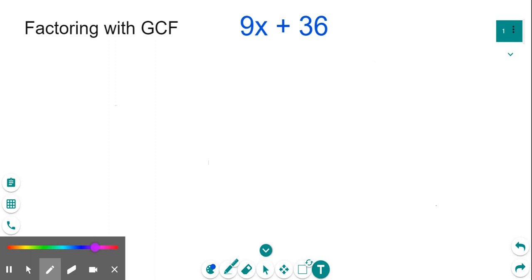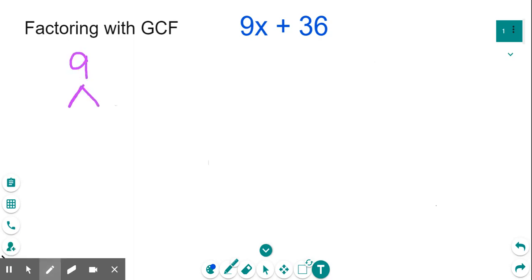prime factorization. So I'm going to take the 9, just the number, the 9, and I'm going to prime factorize it. In other words, what two numbers that are prime numbers multiply to be 9? So there's only two. They are 3 and 3. So 3 is a prime and the other 3 is a prime. So I can break up 9 into 3 times 3. And then I'm just going to follow that with x. I'm just going to bring the x down.